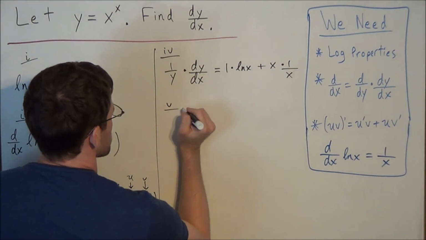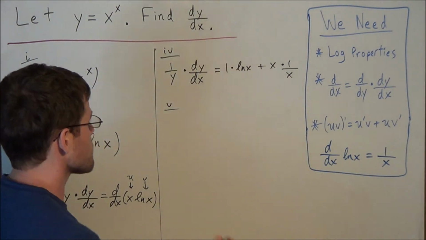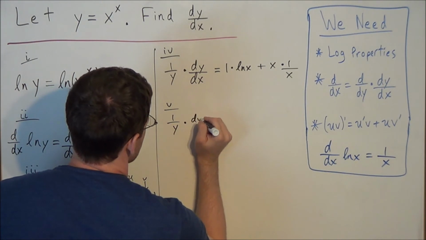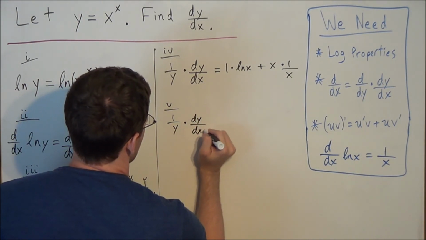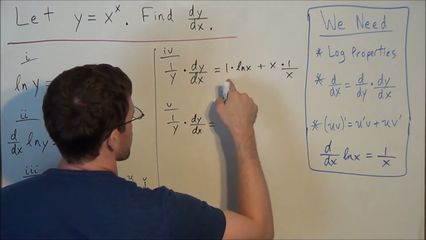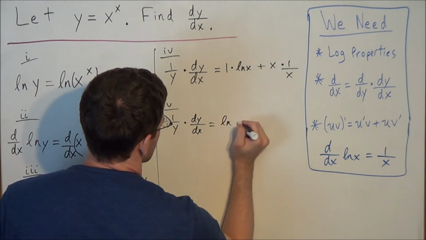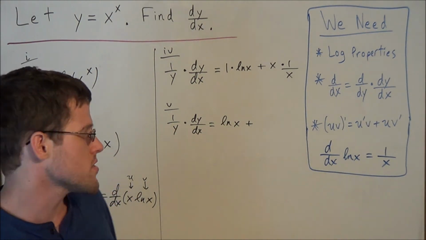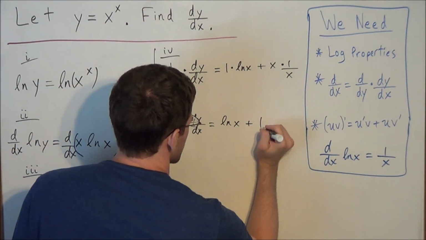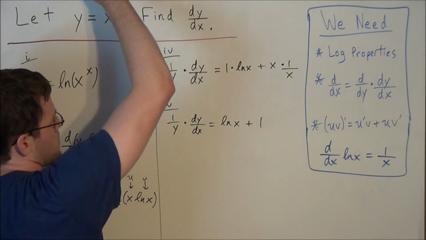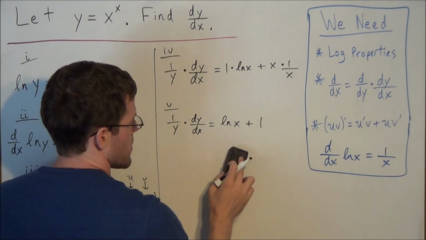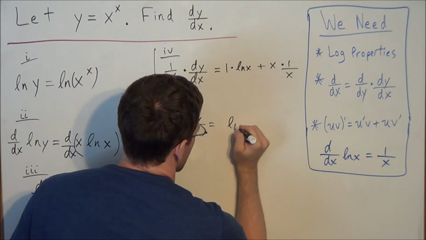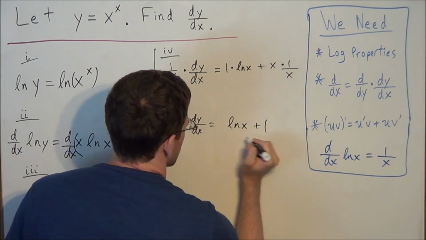So for step 5, what we need to do is simplify everything. Now we have 1 over y times dy dx equals, now 1 times ln x is ln x, plus, now x times 1 over x is equal to 1. So we're almost done with solving this problem. I'm going to write this expression, natural log of x plus 1, to the right a little bit. So we have ln of x plus 1.